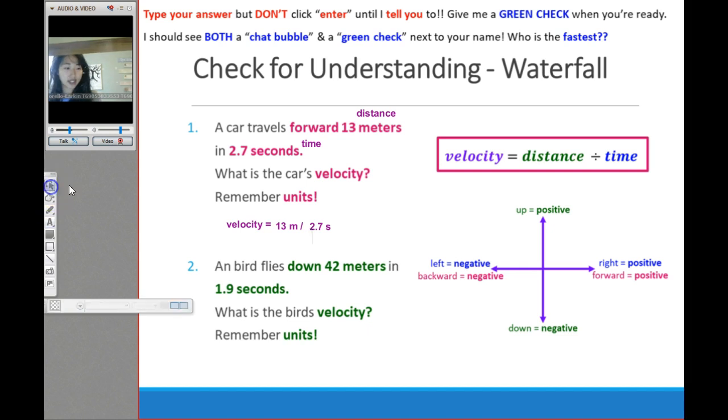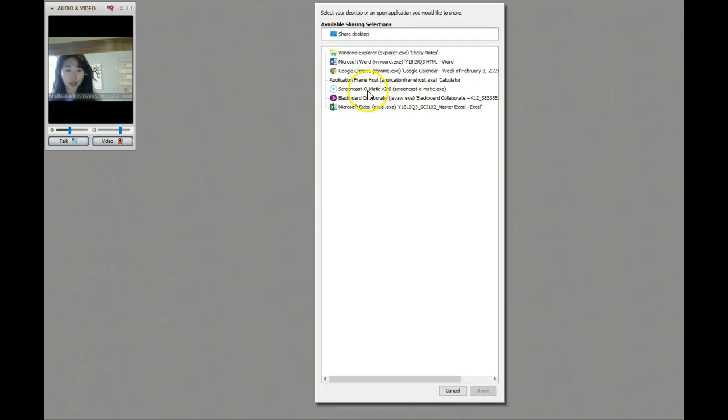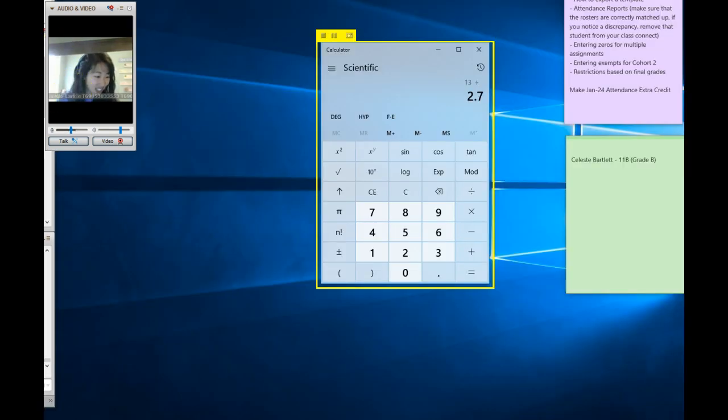Okay, so distance divided by time. Go ahead, plug that into your calculator. Tell me, what answer are you getting? 13 divided by 2.7. What is our velocity for this car? Velocity equals what? 13 divided by 2.7. Yes, I'm getting lots of good answers here in the chat box.